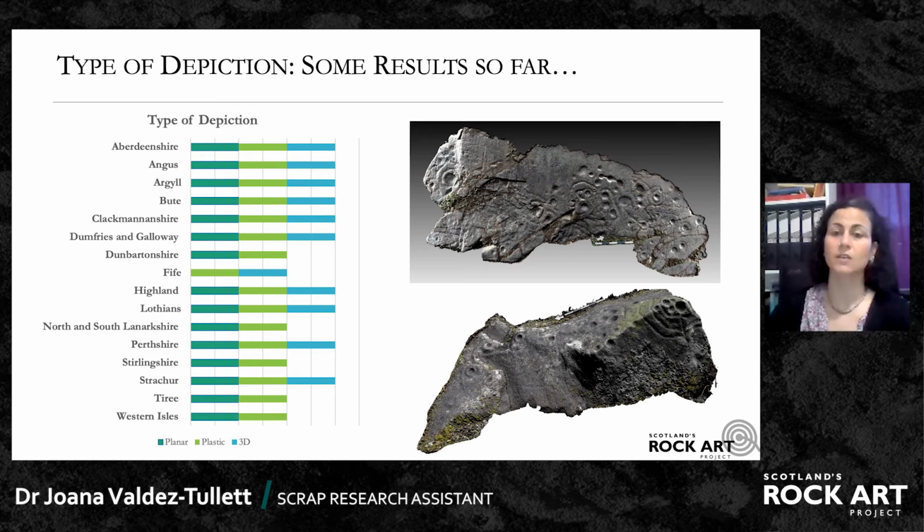However, what is really interesting here is that the 3D type of carving is present in quite a number of regions, and I would expect to see it in places such as Dumfries and Galloway and Argyll and Perthshire and Stirlingshire, where the rock art tends to be a little bit more varied or complex, if you want to use that term. But we're also seeing it in other areas with simpler types of rock art like the Highlands. And the special thing about this type of depiction is that it is more common in Iberia. So seeing it so well represented across Scotland, including in regions where the rock art tends to be less complex, is quite significant.